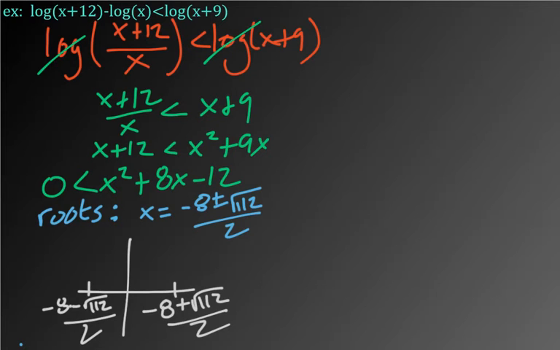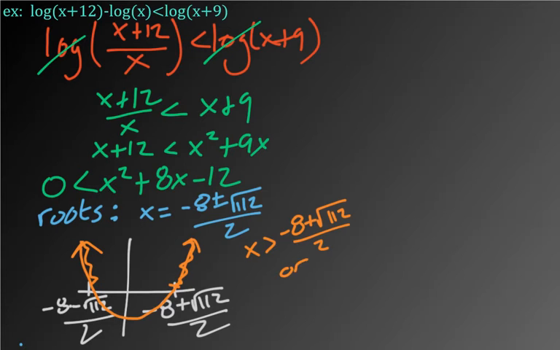But then, I've got a positive quadratic that's going through those roots. And same kind of thing as all these other quadratic inequalities. We want to know when is it greater than 0. And so that is this chunk and this chunk, right? So the answer to this would then be an OR. So it's going to be x bigger than negative 8 plus square root of 112 over 2, or x is less than negative 8 minus square root of 112 over 2.